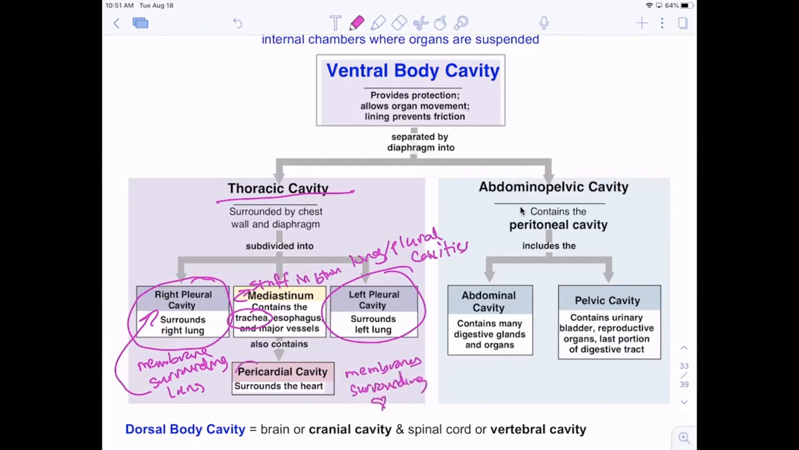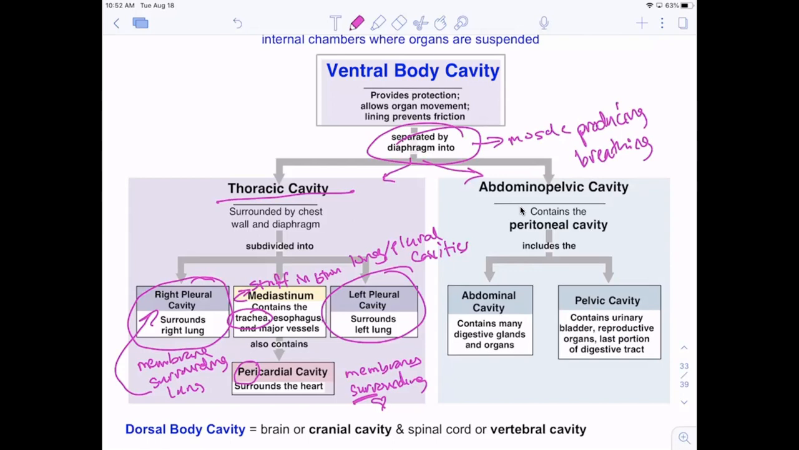And one thing, peri, when it's before a word, it basically means surrounds. So peri is saying surrounds, cardial is referring to the heart, and so pericardial means it's surrounding the heart. Now, after that, you have a muscle called the diaphragm. The diaphragm is the muscle that basically produces breathing, quiet breathing. And the diaphragm completely seals off the thoracic body cavity from the abdominopelvic cavity. So diaphragm completely separates these two cavities.